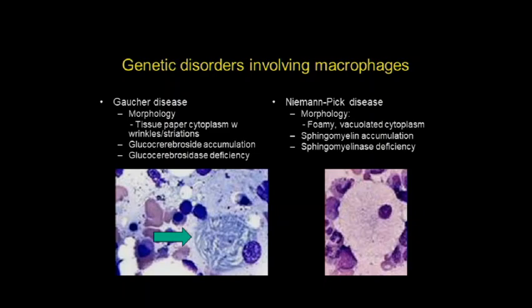So we remember, if they showed you this, with the tissue paper, you're going to pick Gaucher disease, and that's a problem with increased glucocerebroside accumulation because it's the enzyme glucocerebrosidase which is lost. That's different from Niemann-Pick, where the problem is this foamy cytoplasm because of sphingomyelin accumulation, because the patient has lost their enzyme sphingomyelinase.